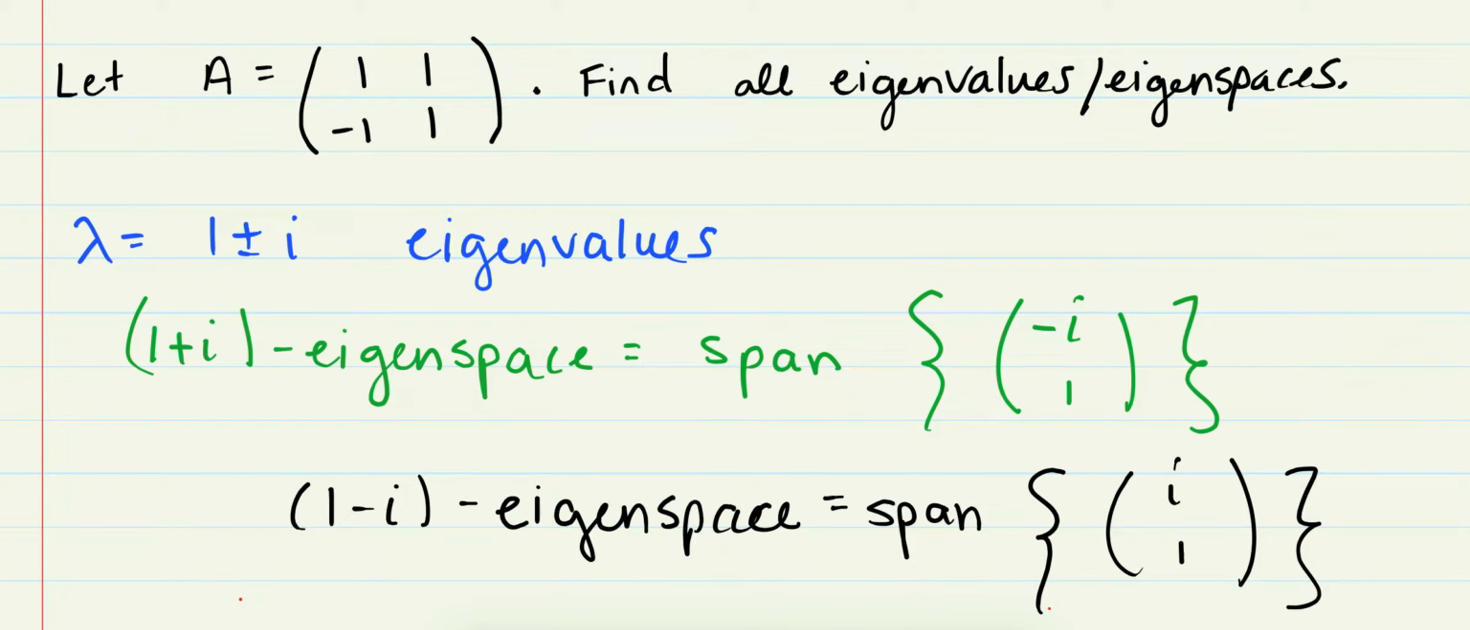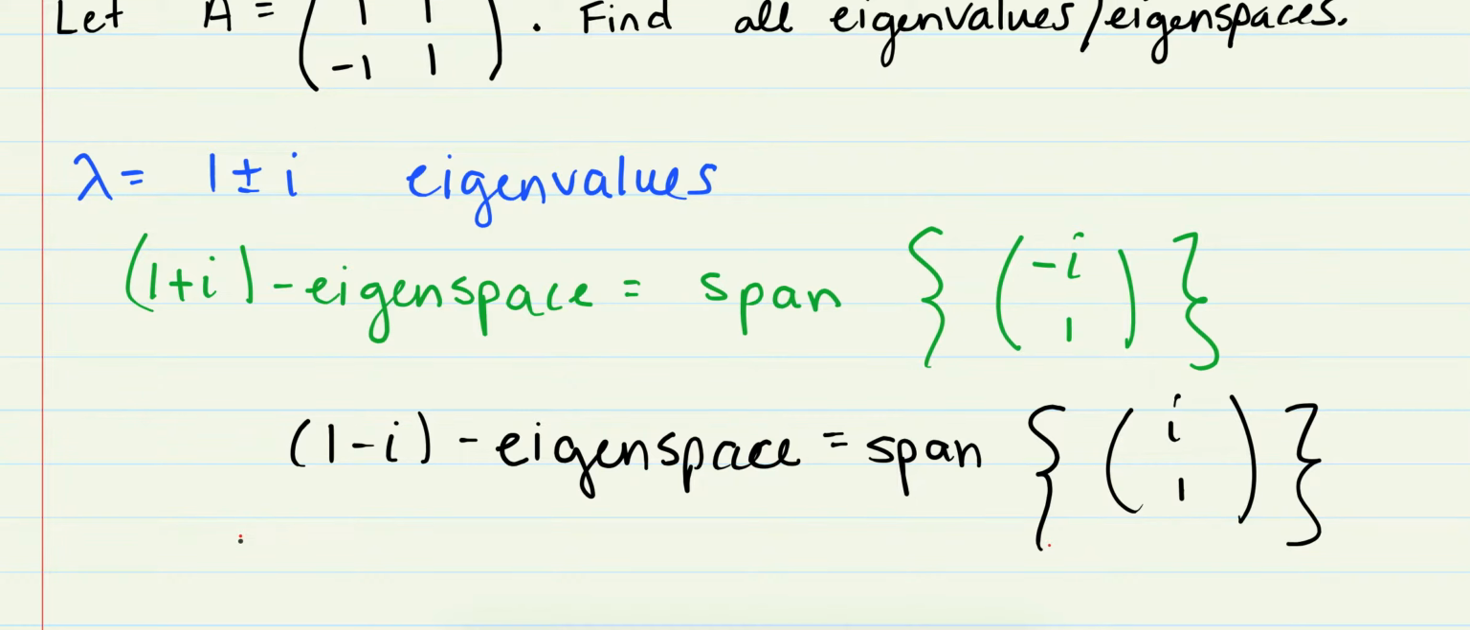Last time we ended on this problem, we had this 2 by 2 matrix, [1, 1; -1, 1], and we had to find all the eigenvalues and associated eigenspaces. We said that the eigenvalues are 1 plus i and 1 minus i, and we found the eigenspaces, and they happen to be the span of these two vectors. So the 1 plus i eigenspace is the span of (-i, 1), and the 1 minus i eigenspace is the span of (i, 1).